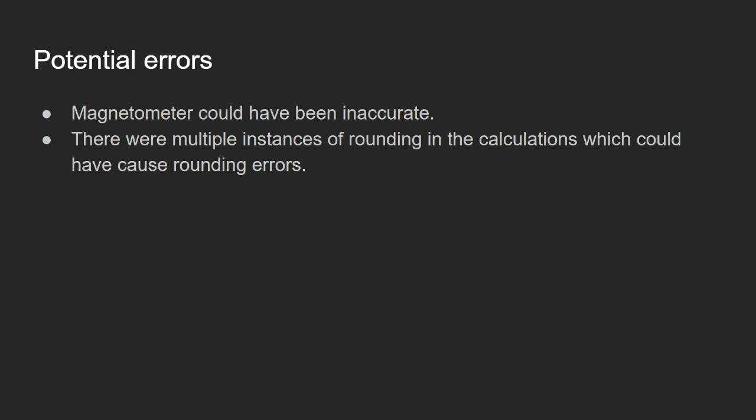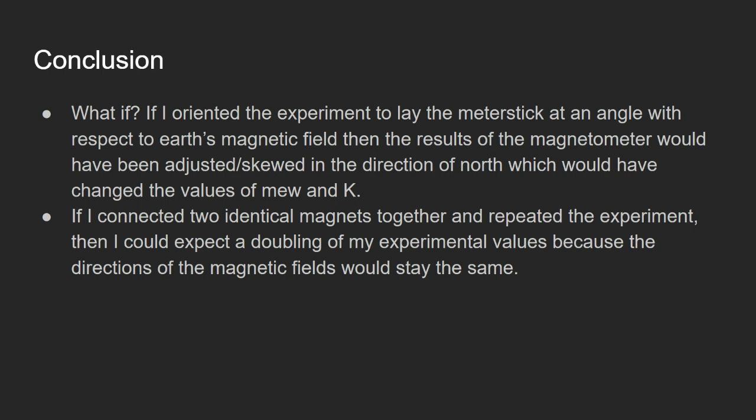Some potential errors: the magnetometer could have been inaccurate, and there could have been rounding errors. In conclusion, if I oriented the experiment to lay the meter stick at an angle with respect to the Earth's magnetic field, then the results would have been adjusted or skewed in the direction of north, which could have changed the values of mu and k.